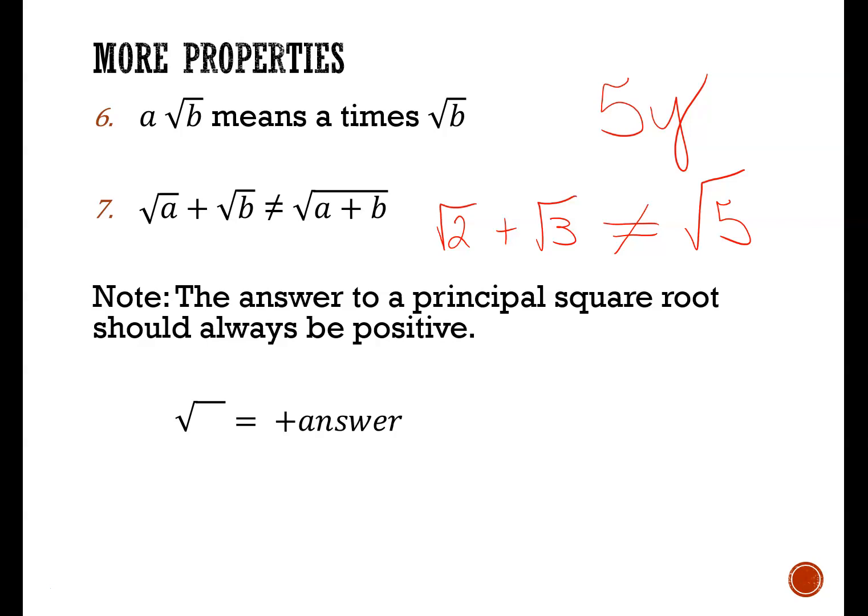Again, it's like variables. Adding square root of 2 plus square root of 3 is kind of like trying to add x plus y. They're not like terms. They cannot combine. And then look at the note. It says the answer to a principal square root should always be positive. So anytime you see this symbol, the answer must be positive.